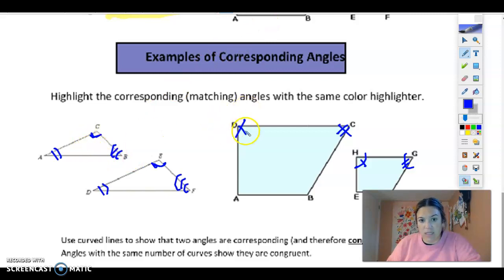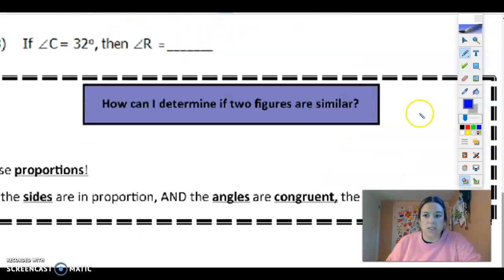If I tell you that this is 50 degrees, then G is 50 degrees. That's an important part to remember about similar figures and congruent. All right, let's go to your next page on these notes.